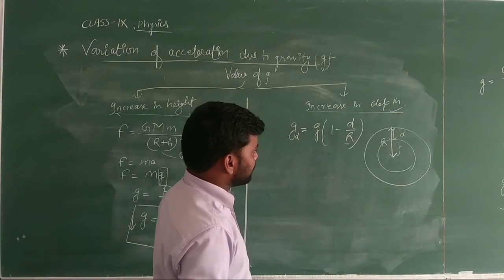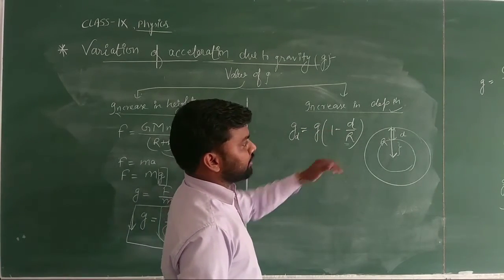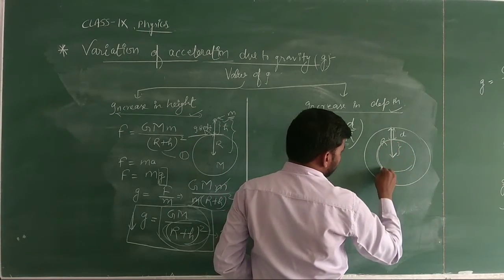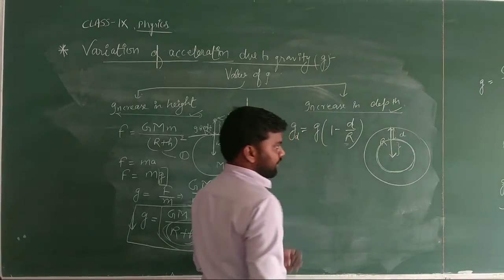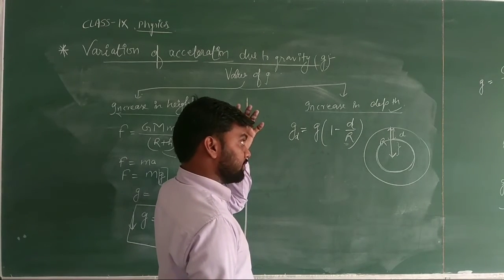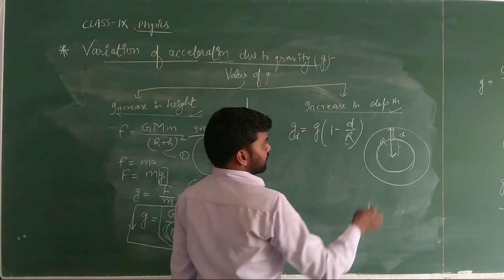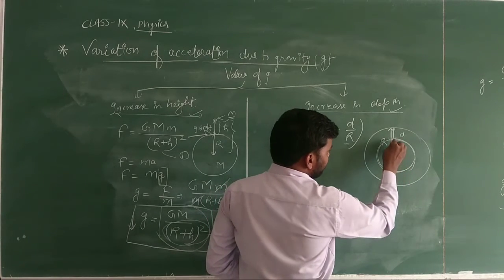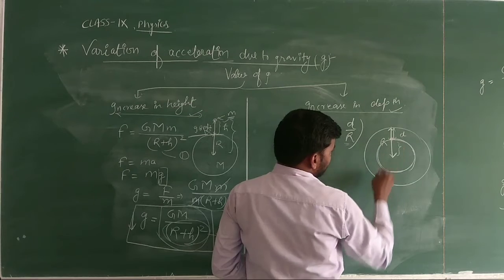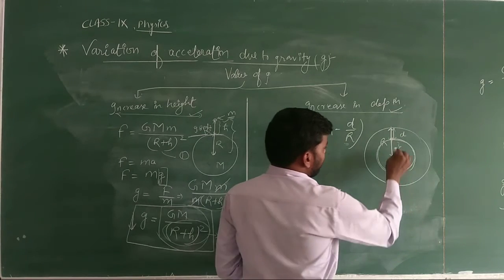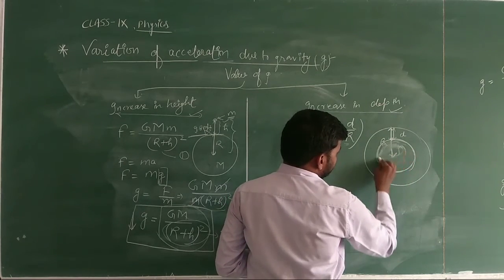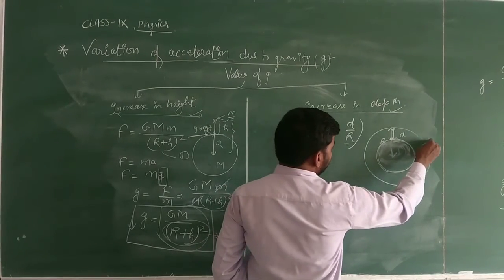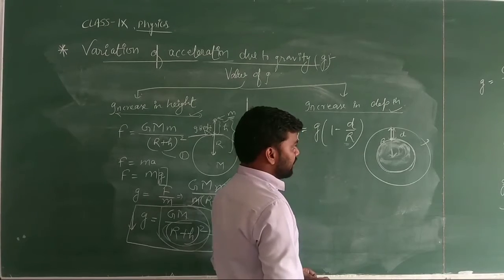We can clearly see that whenever we go in the downward direction, the effective mass of the earth will start decreasing. What is the effective mass? The mass of the object which is situated at a particular distance. Suppose we are here, then the effective mass for us will be only the remaining region of the circle. The other part we do not consider in this.